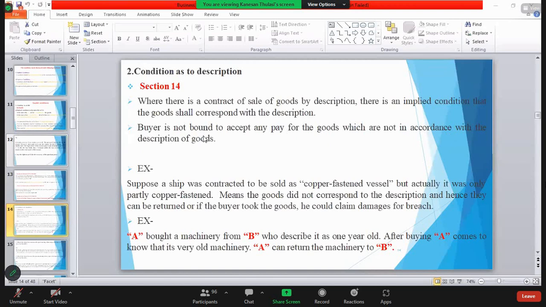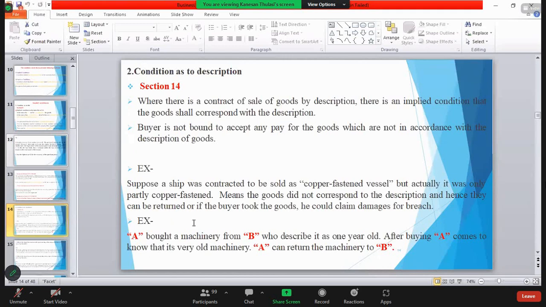For example, this is the color I need: I need a washing machine in ash color, and the washing machine should have 2 buckets. In one bucket I put the dirty clothes, and in the other bucket the clothes should be washed and given right there. Everything I described should be given perfectly by the seller. If the seller does not give it, I am not bound to accept and pay for the goods. If he does not satisfy your description, then you need not agree to those goods.